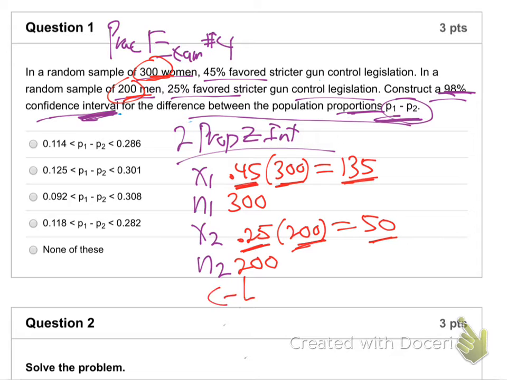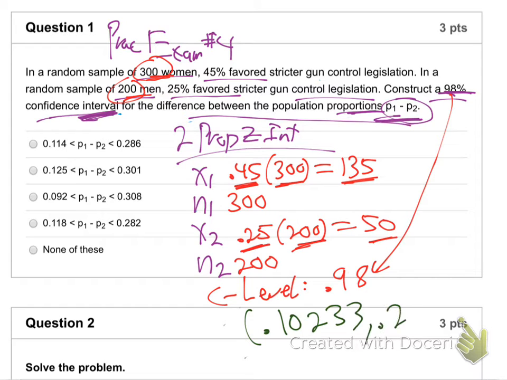And the C level, the confidence level, is 0.98, as they said right here. And what do we get when we do those numbers? We get 0.10233, comma, 0.29767, and that's none of the above. So there's the answer, but it's just not there.